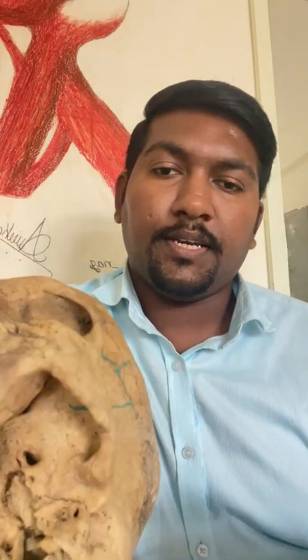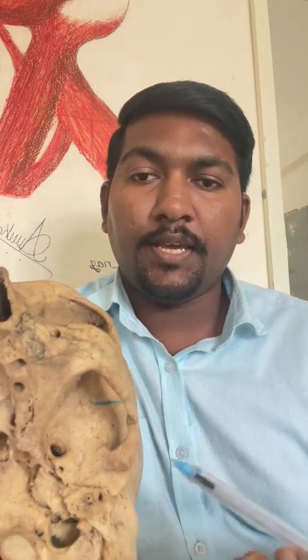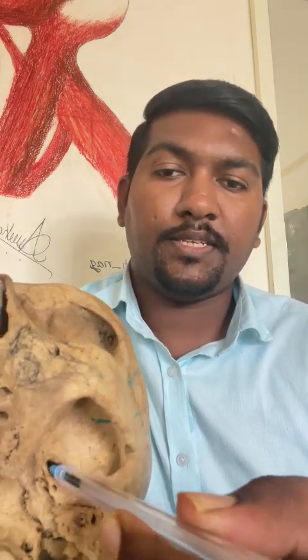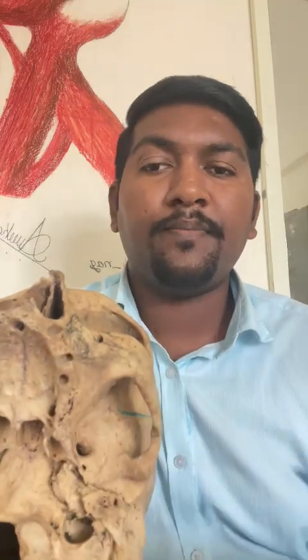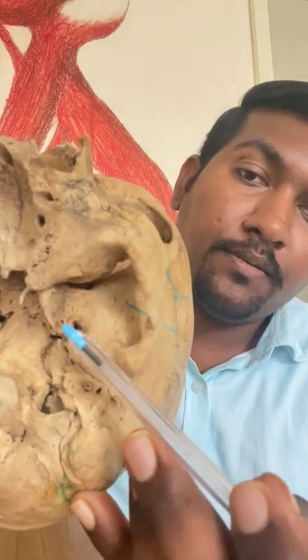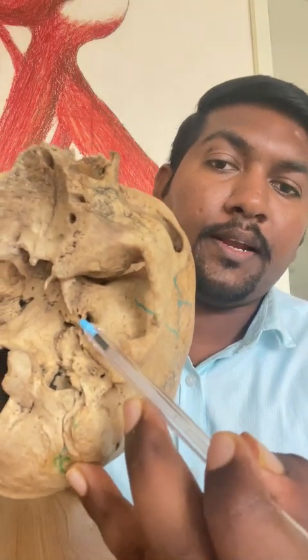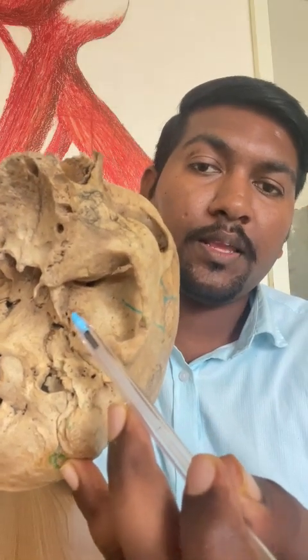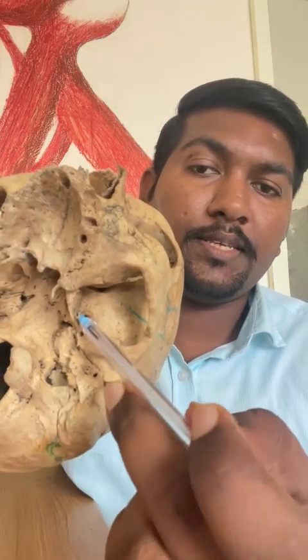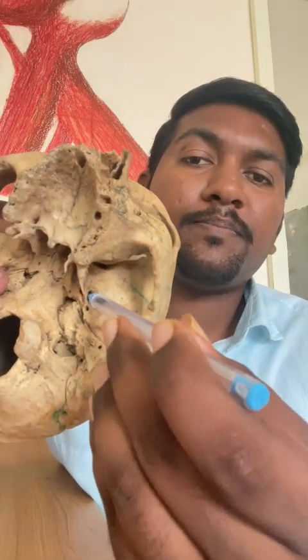Now we will discuss the foramina present on the sphenoid bone. We can see this oval-shaped foramen, which is present posterolateral to the lateral pterygoid plate. This is the foramen ovale, and just posterior to the foramen ovale there is one more foramen.